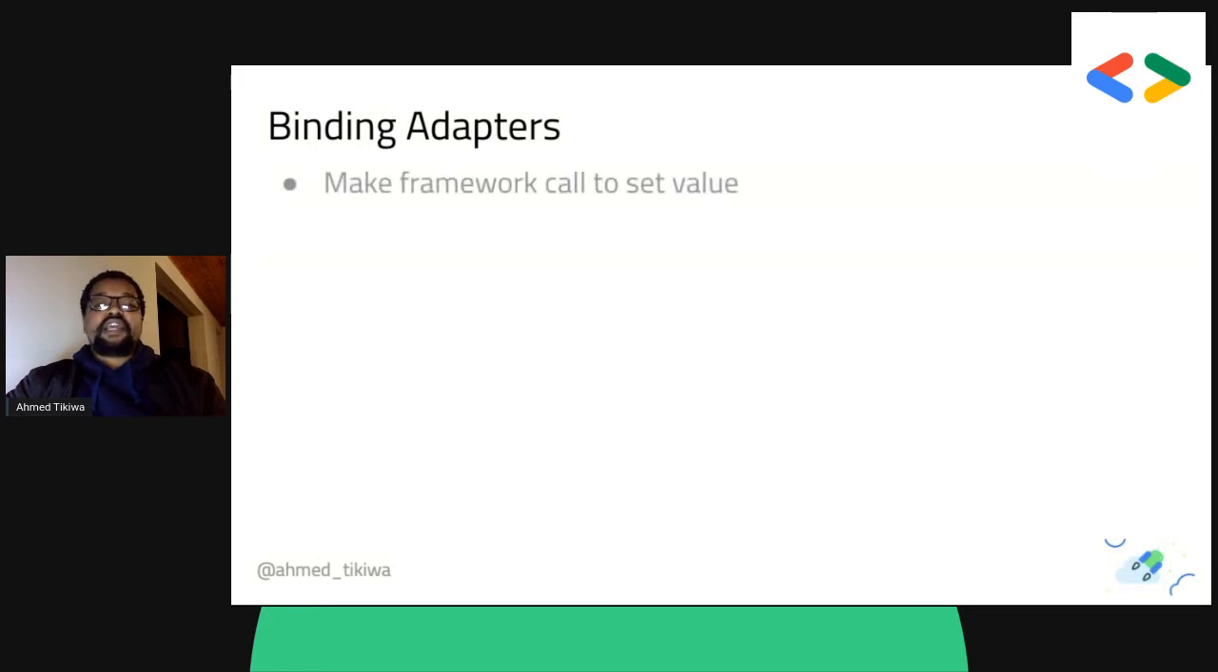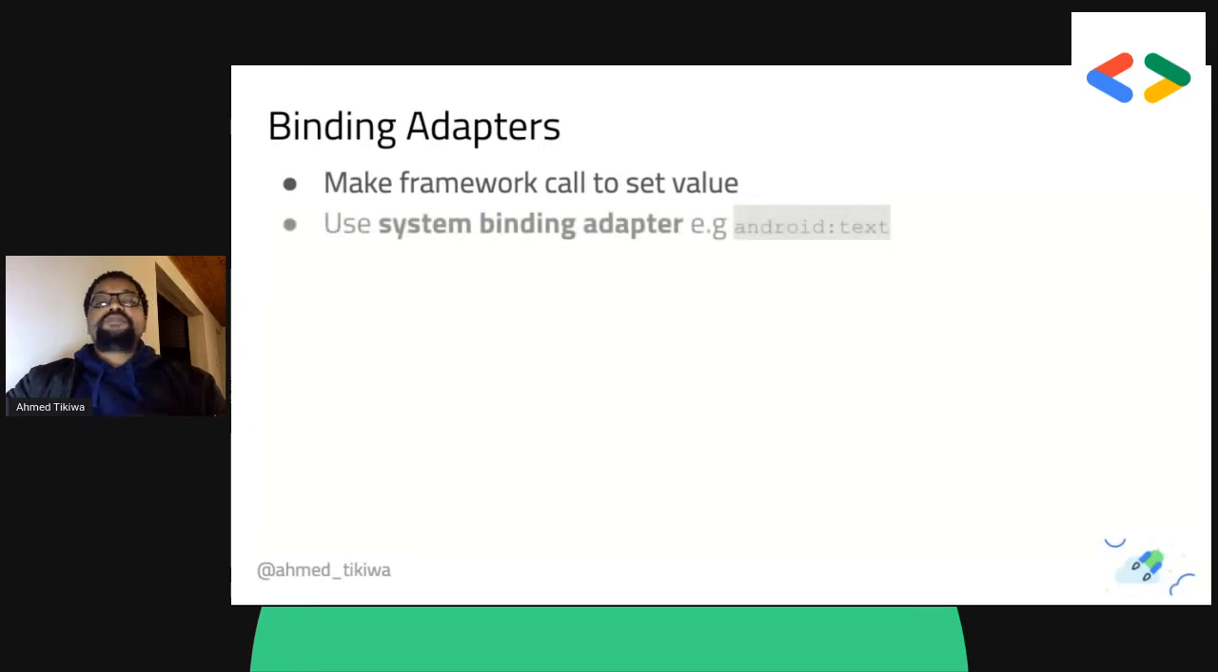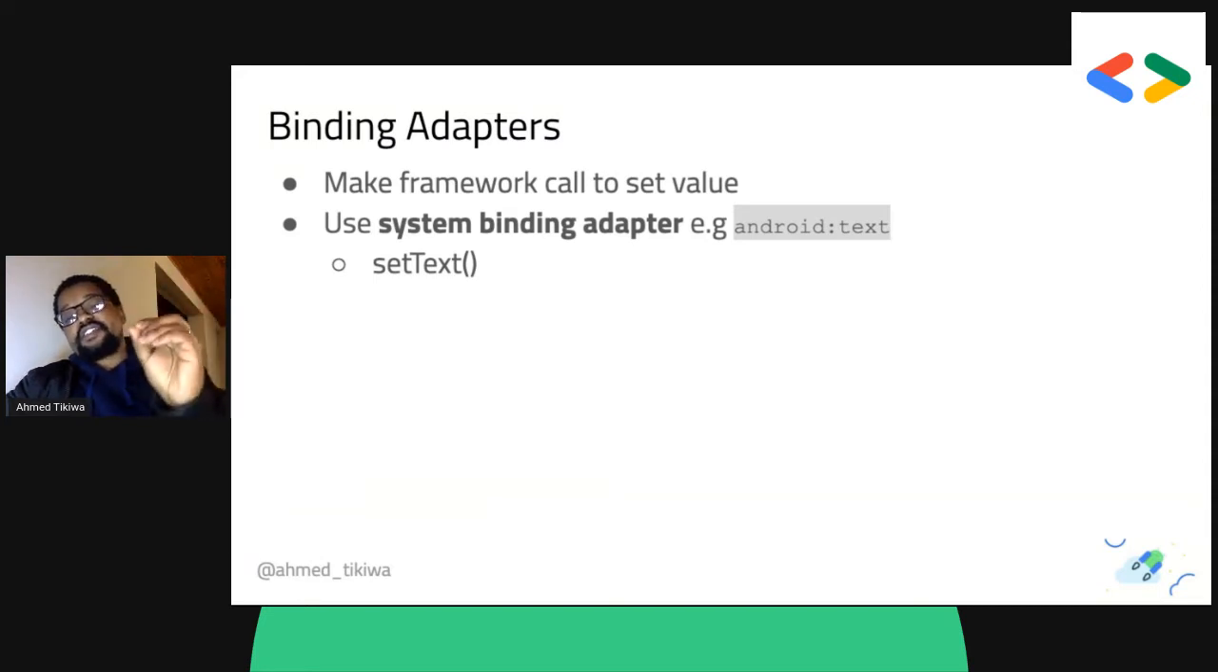So what are these exactly? They basically make a framework call to set a value. What this means is that when you use, for example, android:text, you're actually using the system binding adapter to set the text on that particular attribute in your view. So when you call android:text, you're actually calling a system binding adapter, and within that system binding adapter, it's going to call the setText method to set that text on that attribute.